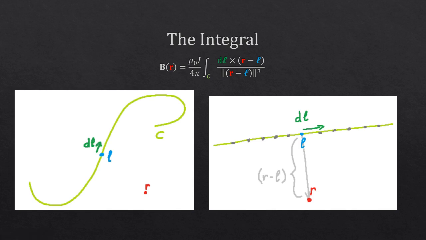R is the position of interest for which we wish to evaluate the magnetic field. This is usually a vector. On the right is the close-up of this curve. Notice how we're traversing along infinitesimal steps.